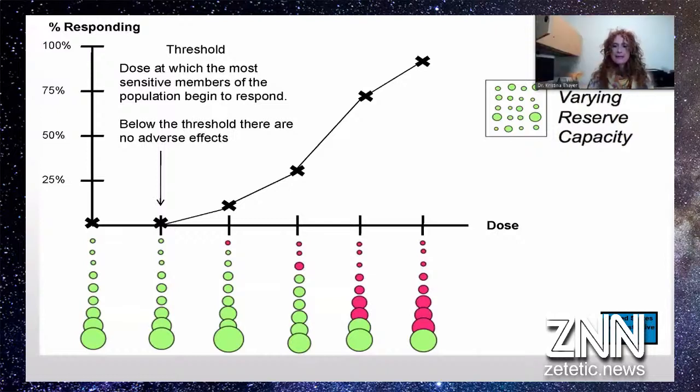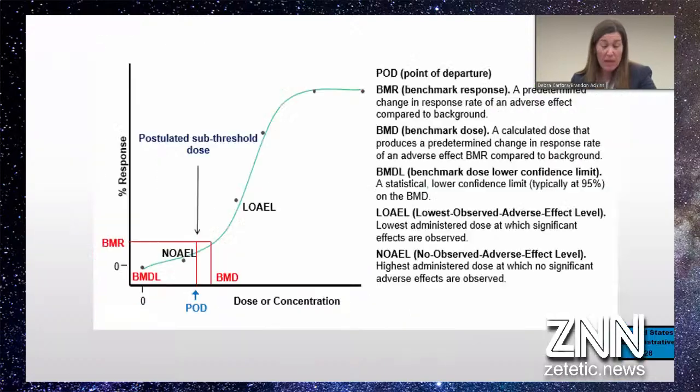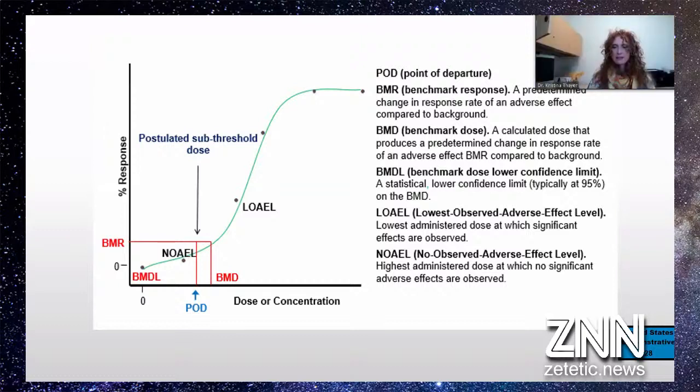It's the dose level where we begin the process of extrapolating to achieve a reference dose. Can we have the next slide, please? Dr. Thayer, how does the IRIS program go about identifying this point of departure? There are two basic methods.